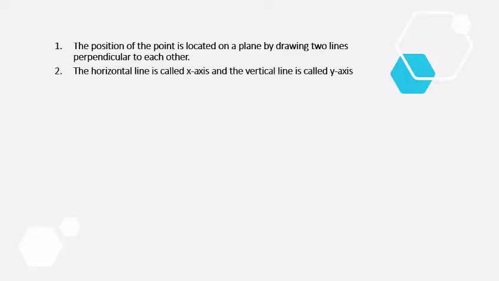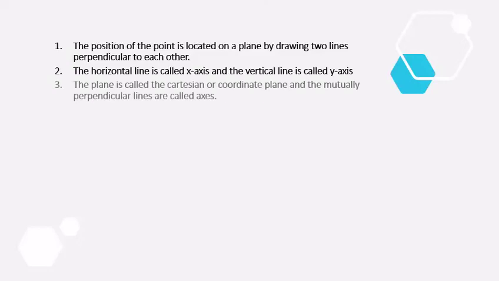The horizontal line is called x-axis and the vertical line is called y-axis. The plane is called the Cartesian plane or coordinate plane, and the mutually perpendicular lines are called axes. That means the plane on which you are drawing the perpendicular lines is called the Cartesian plane or coordinate plane. And the x-axis and y-axis together we call axes, plural.